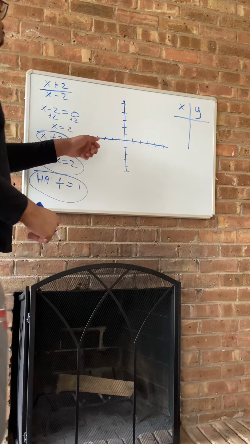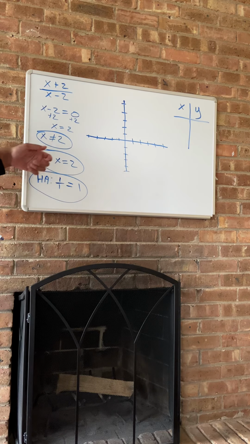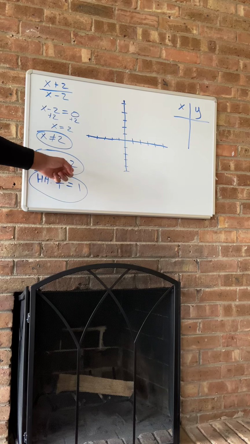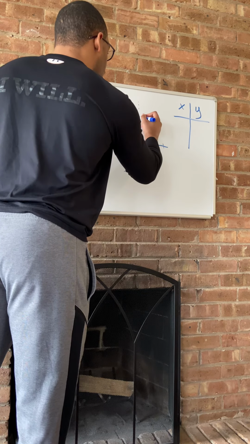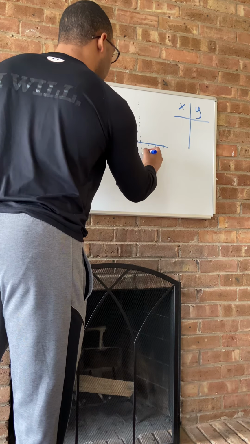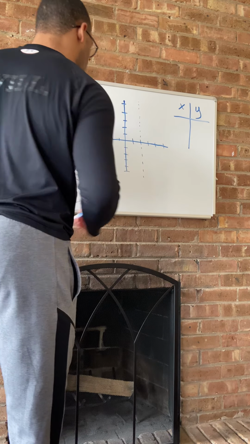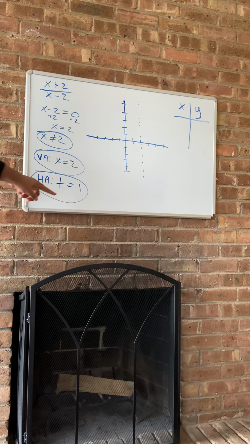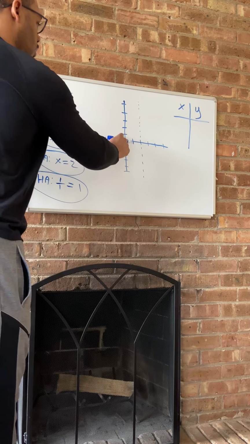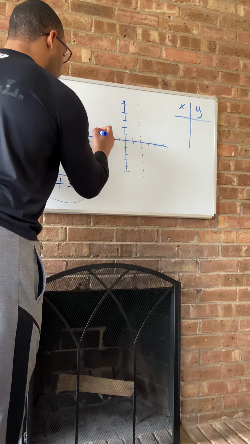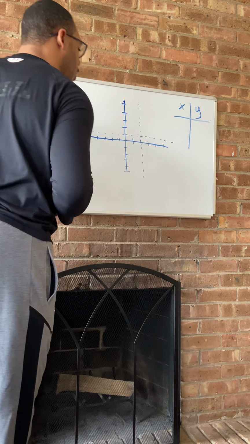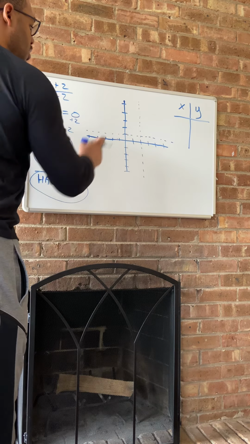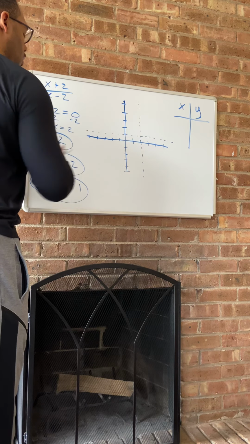So the first thing that you do with your graph, you draw out your asymptotes. Remember, your asymptotes are dashed lines. My vertical asymptote was at positive 2. So I got a vertical asymptote that goes through positive 2. My horizontal asymptote was at positive 1. So at positive 1, I have a horizontal asymptote. Now remember, our graphs will not cross or touch our asymptotes, all right?